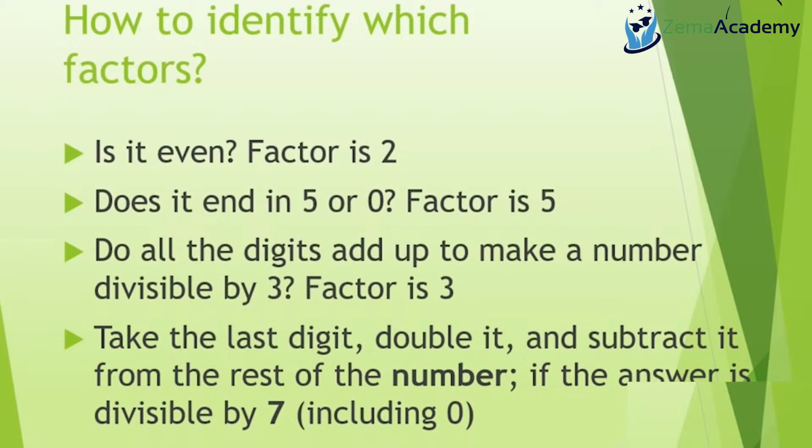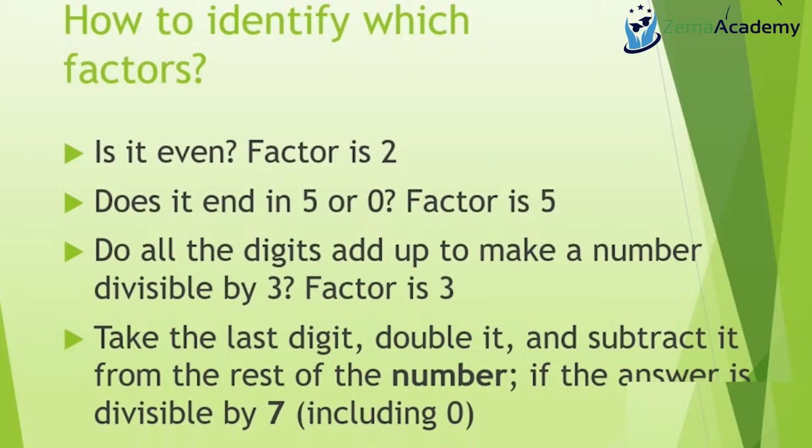The third rule is, do all the individual digits in the number, when you add them up, make a number that's divisible by 3? If that's true, then the factor is 3. I can show you an example in a sec.